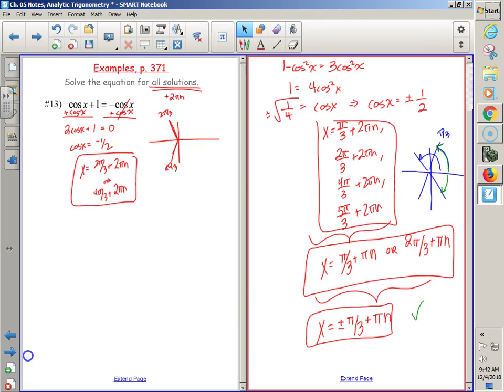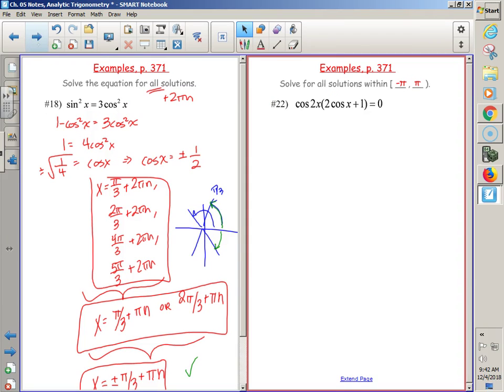Changing sine squared to 1 minus cosine squared. The other way, if you had divided by cosine squared, would have been tangent squared, which meant tangent would have equaled plus or minus square root of 3. Square root of 3 over 3, 1, square root of 3. Oh, also at pi over 3. Both ways would have worked.